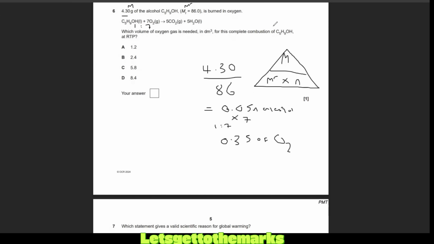Now, it didn't ask us for moles. It asked us for volume in decimeters cubed. So I need to times this by 24 decimeters cubed, which is the volume of any gas at room temperature and pressure. So times that by 24, and we get 8.4. And that is how many decimeters cubed are needed for the complete combustion of that pentanol. Awesome. Right, let's move on.